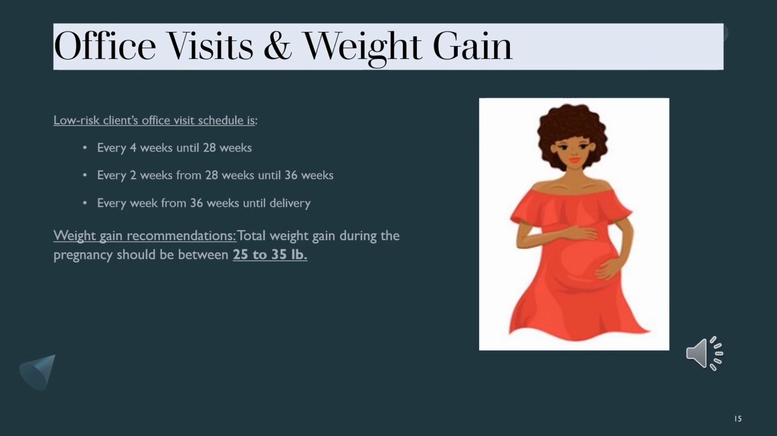All right, so office visits and weight gain. For a low-risk client or patient, office visits are scheduled every 4 weeks until 28 weeks, every 2 weeks from 28 to 36 weeks, and every week from 36 weeks on. Now, what do I mean by a low-risk client? A low-risk client is someone that does not already have blood pressure problems, that's not already a diabetic.